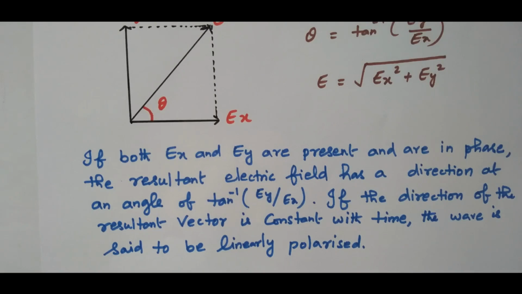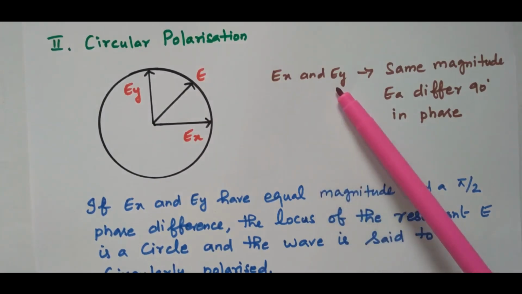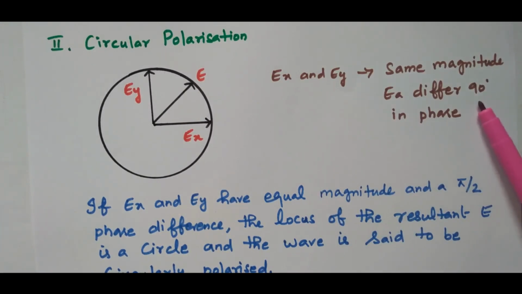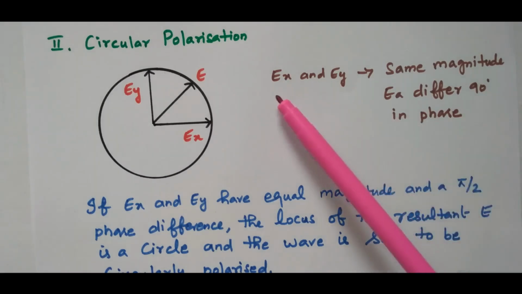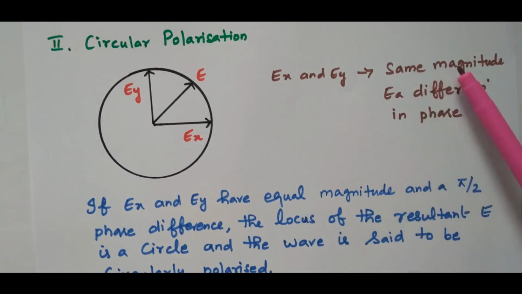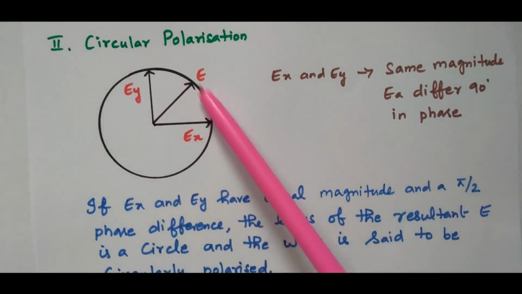Now we'll go to the next type. So the next type is the circular polarization. Here also EX and EY are available, having same magnitude and differ by 90 degree. The previous case in phase, but here differ by 90 degree, right? So EX available, EY also available, having the same magnitude and differ by 90 degree. Exactly 90 degree means the wave traveling is nothing but a circular polarization.